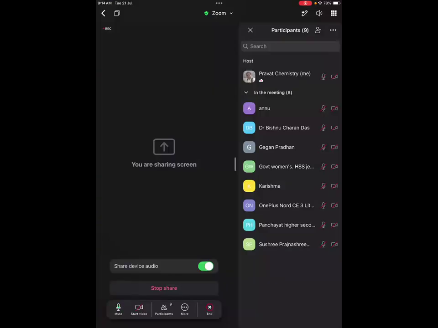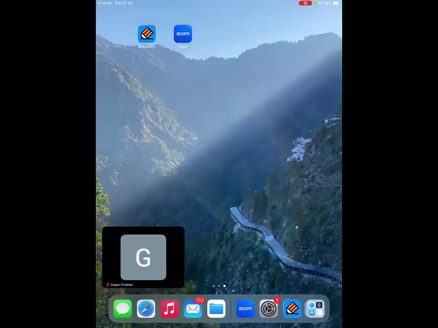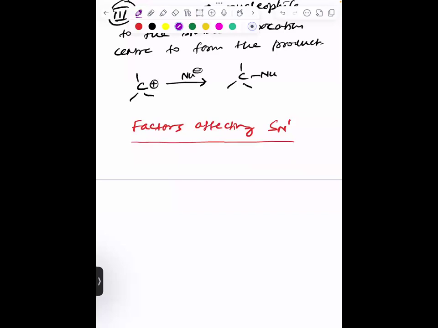Okay, student, welcome back. Now, what are the factors that can affect the SN1 reaction? First, the nature of haloalkane. The reaction goes through the formation of a carbocation intermediate.